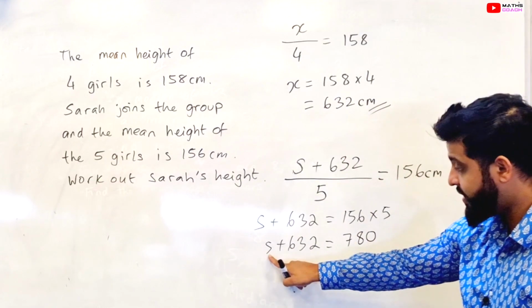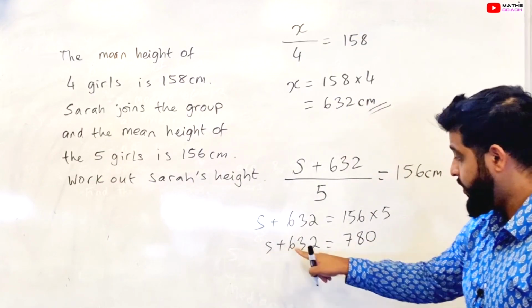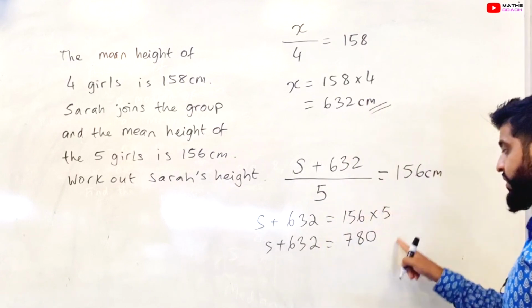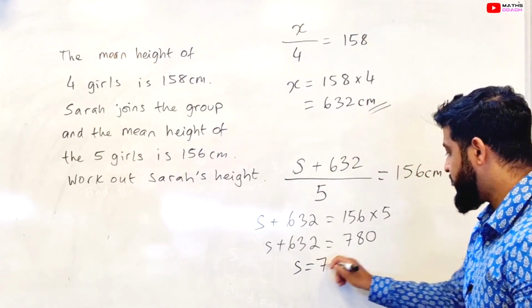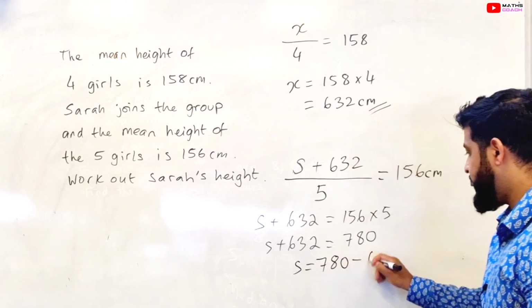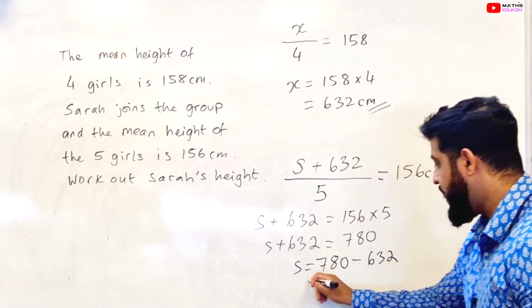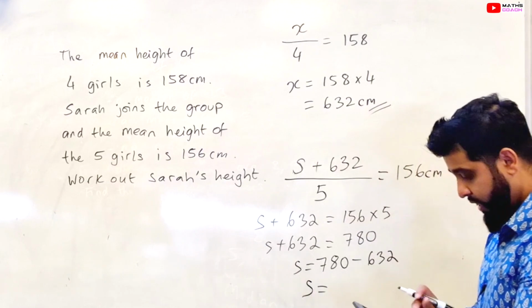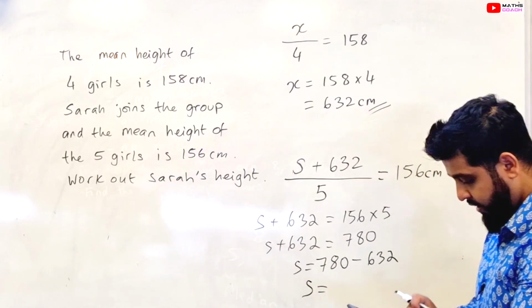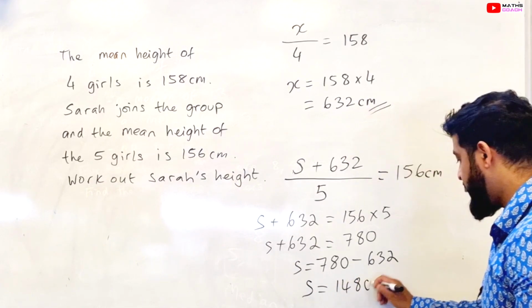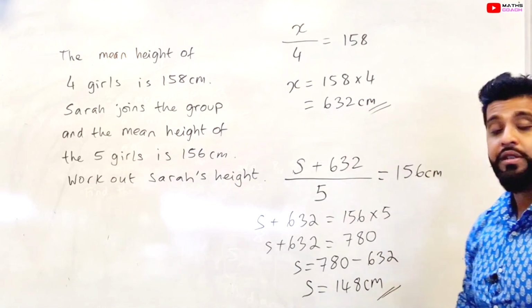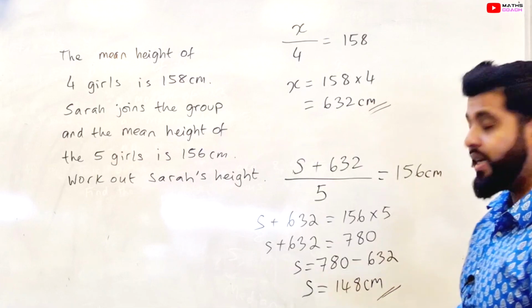Now to find S, which is for Sarah again, we're going to take away the 632 from this side. So we are going to have S is equal to 780 minus 632, and S, which is Sarah again, is going to be 780 minus 632 on our calculator, and that is 148 centimeters. So Sarah's height is 148 centimeters.